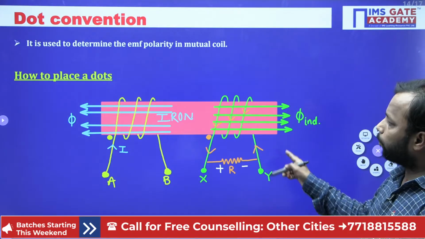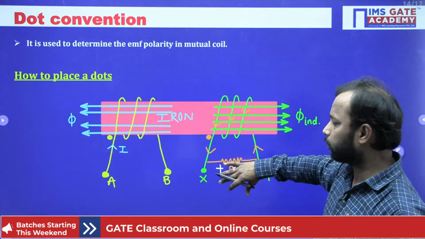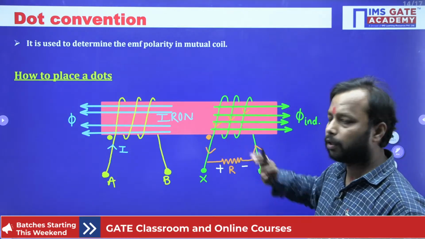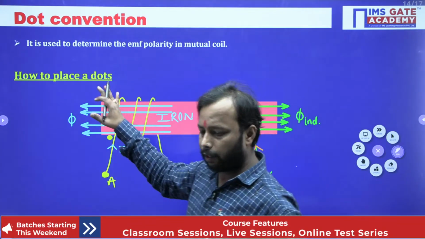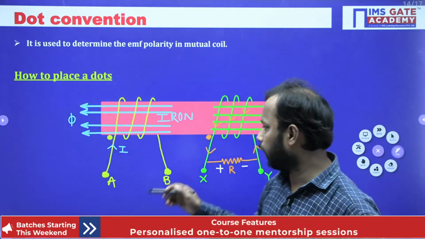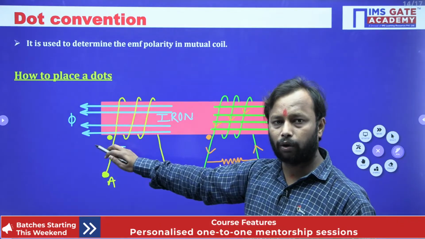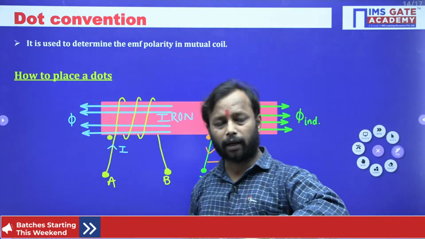Done. So in this way we will find the magnitude of EMF and the dot placement. So it is clear that in the first coil where we have a voltage source and the current is entering, we will put a dot, and in the second we will place a dot where the current is leaving.